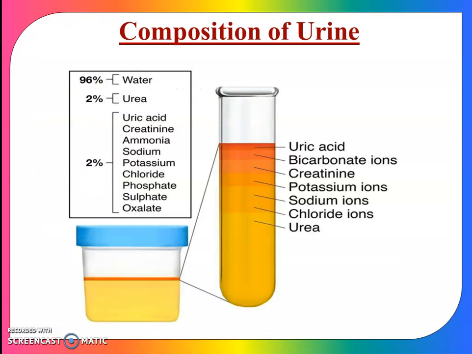Next, for the composition of the urine, I'm going to show you one diagram. So here the urine is collected into the container that shows two separate layers. One is a yellow layer on which the red layer is there. So this yellow layer indicates the presence of water and the red layer indicates the presence of other substances. So you can see that it is consisting of 96% of water, 2% of urea and 2% of rest of the substances. So in that 2% it includes uric acid, bicarbonate ions, creatinine, sodium, potassium, chloride ions and urea.